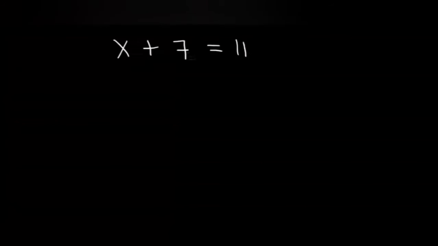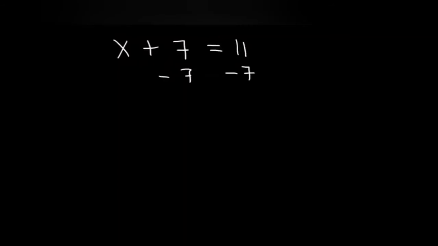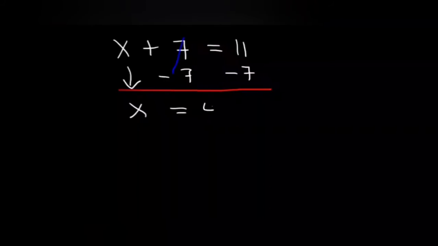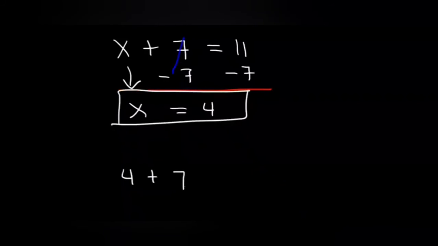And let's take a similar example. x plus 7 equal to 11. Now what will you add to 7 to give you 11? To do that, you subtract 7 from both sides. That is the opposite of addition. When you do that, the 7 cancels 7, and our x is equal to 4. As you can see, it's equal to 4. Now let's verify. 4 plus 7 is equal to 11.